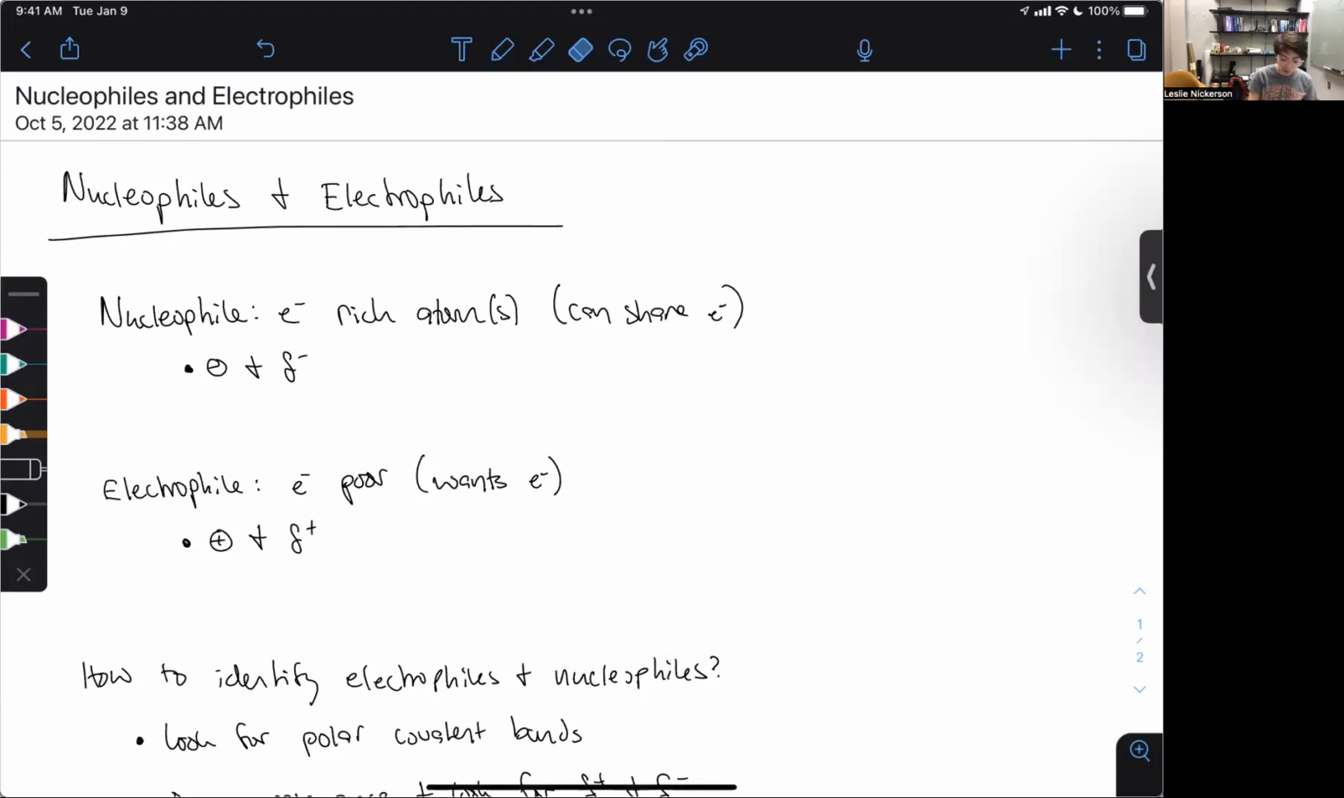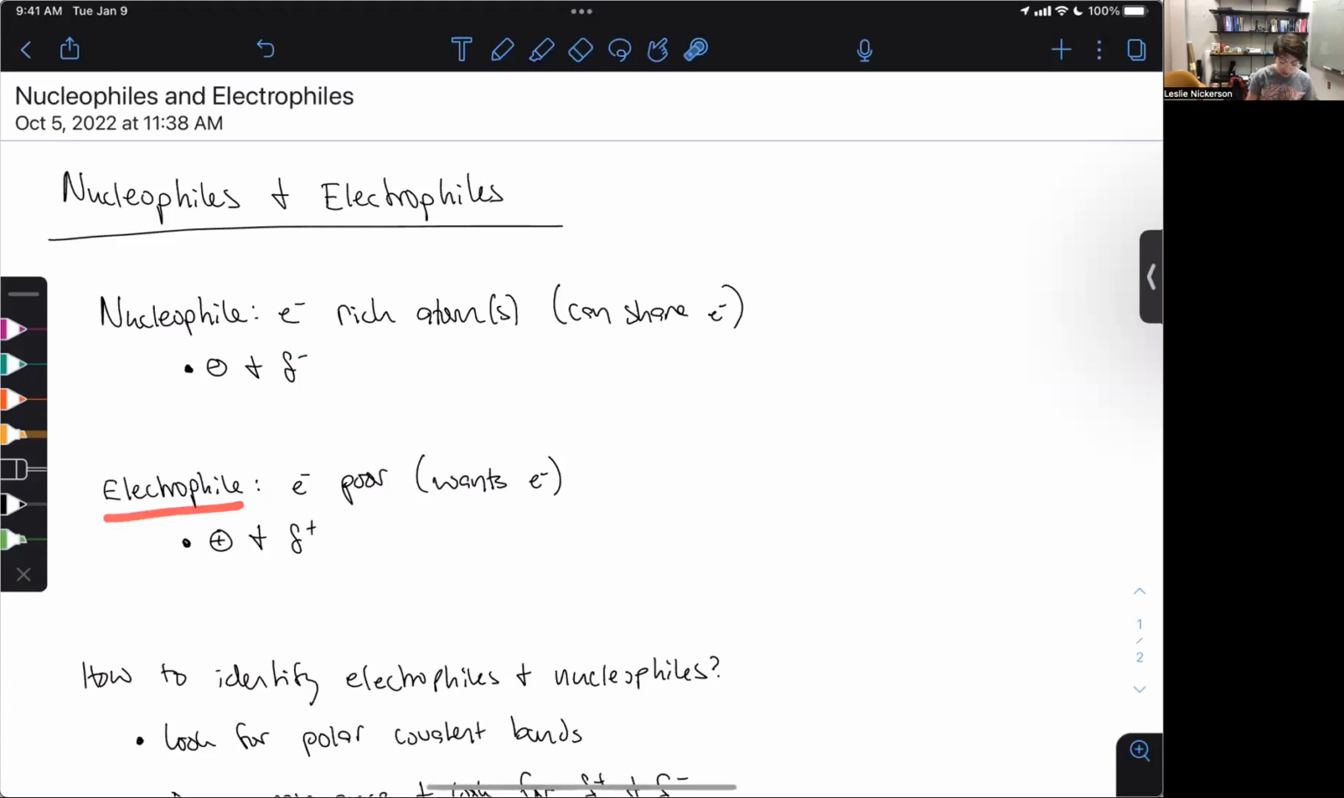It's important to remember that with nucleophiles, we're talking about electron-rich atoms. Where are our sites of high electron density in a molecule? Those are going to be nucleophilic sites. We're looking at something that can share electrons, with a lot of electron density present. We're looking for negative charges, delta minus charges. That's going to help us identify those nucleophiles.